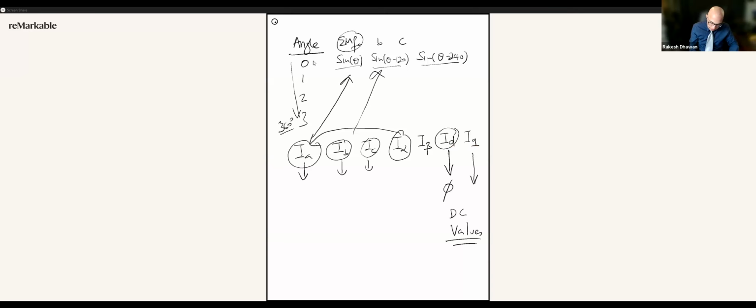And you will see that ID should come to zero under base speed. You'll have IQ, some value. These should be DC values.